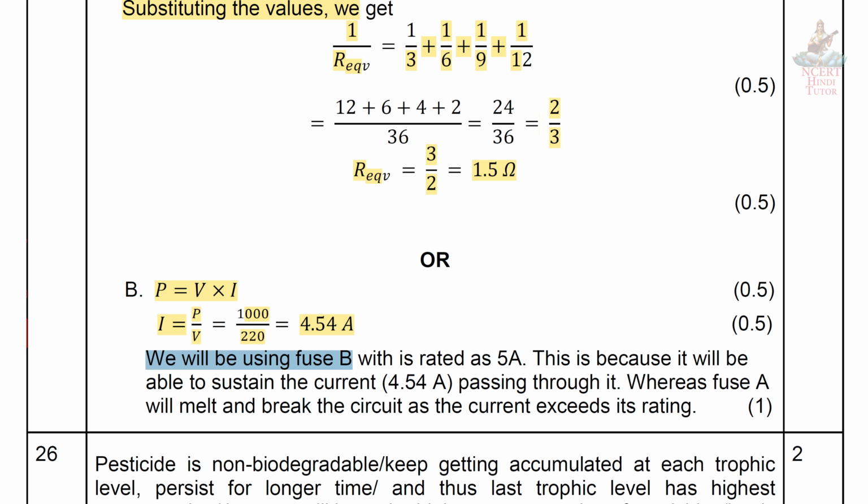We will be using fuse B, which is rated as 5 ampere. This is because it will be able to sustain the current 4.54 ampere passing through it, whereas fuse A will melt and break the circuit as the current exceeds its rating.